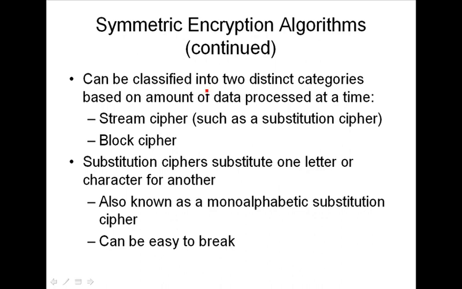You can classify these algorithms into two distinct categories based on the amount of data processed at one time. There are stream ciphers, the simplest example of which is a substitution cipher, a simple substitution, or block ciphers. Substitution ciphers generally aren't that good an idea. They can be easy to break. So in general, block ciphers are the way you want to go here.